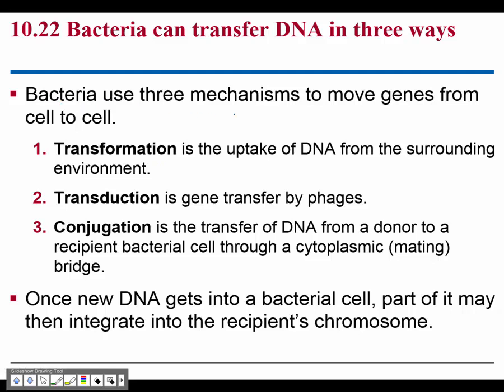And so bacteria use three mechanisms to move genes from cell to cell, to create genetic variation. Transformation, where it takes up DNA from the environment. Transduction is transfer by phages, and conjugation is kind of like mating through a sex pilus. Once new DNA gets into the bacterial cell, parts of it may then integrate into the recipient's chromosome.